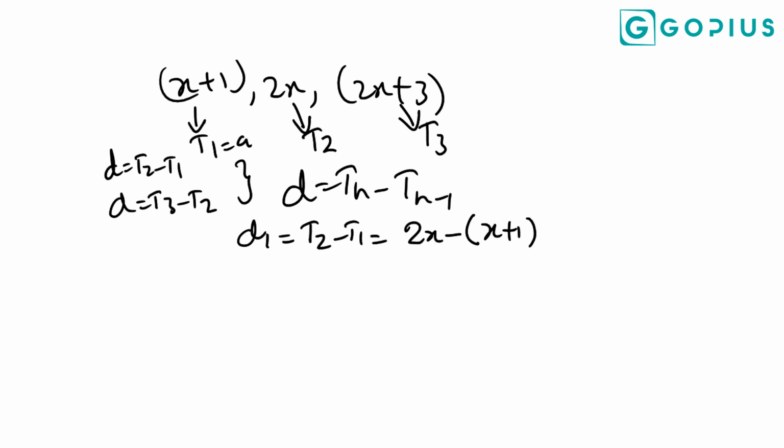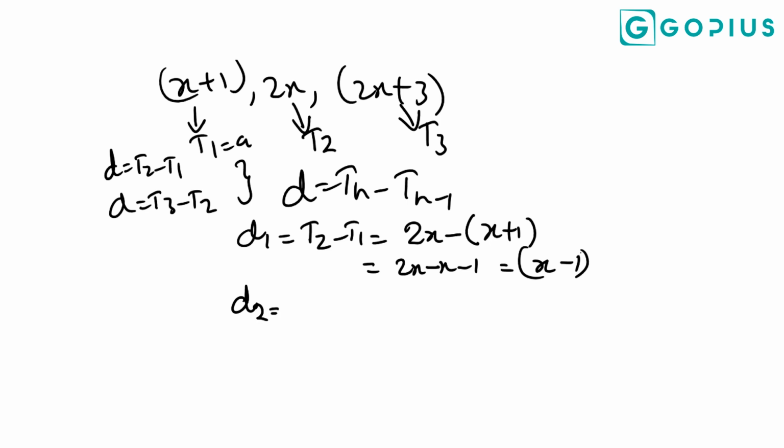If you notice, I put that in brackets because that term is a binomial term, x plus 1. The negative sign is going to open that bracket. So this is going to give us 2x minus x, then minus 1. The negative sign opens the bracket, you have minus x minus 1. So this is equal to 2x minus x is x, then minus 1 is left. That is the value for our first common difference, which is t2 minus t1 with respect to that question.